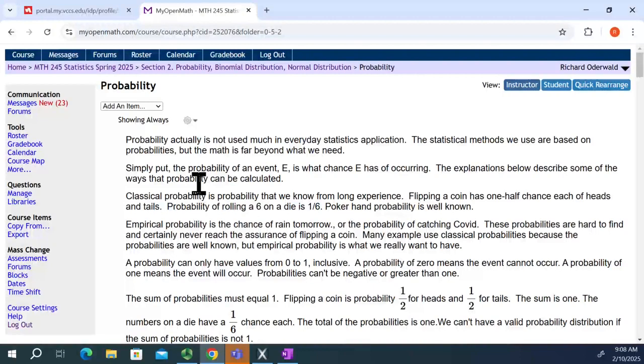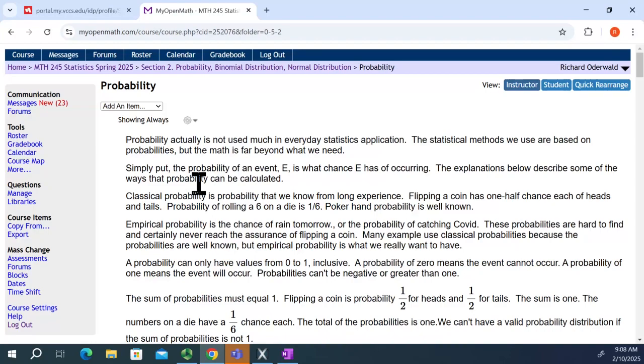This is probability. And it's just simple, what's the chance of pulling a rabbit out of a hat if you've got two rabbits in the hat? And it isn't actually used much for what we need to do. And it's kind of boring because all it is is a bunch of definitions. Probability is the chance of a particular event happening.